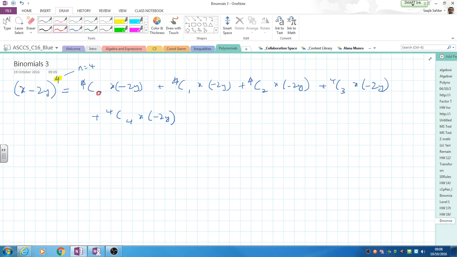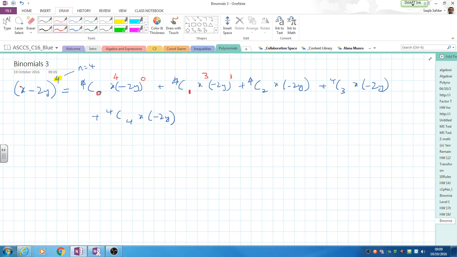Now, over here I've got a 0. So where's that 0 going to go? On the x or the minus 2y? One of these, x or minus 2y, is going to have a power of 0. Which one? Excellent. And therefore the x will be which power? 4. Okay. And then we have 1 over here, so this must be a power 1. And the x will be what power? 3. Excellent.